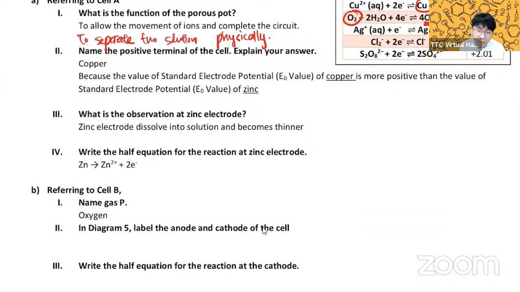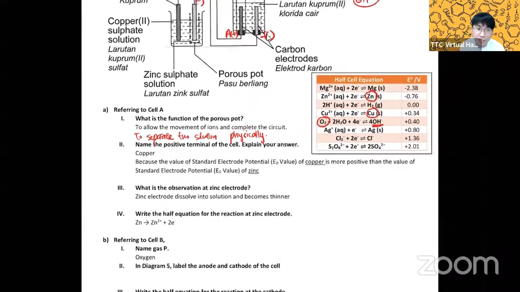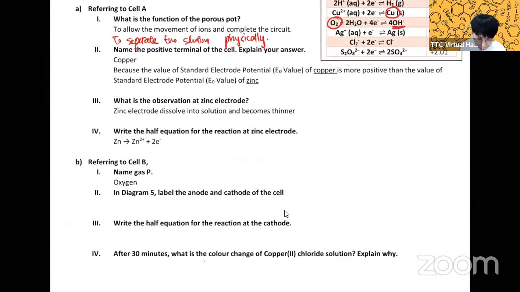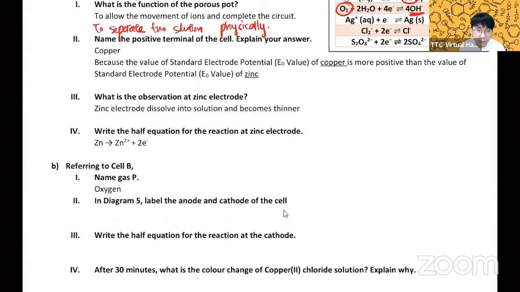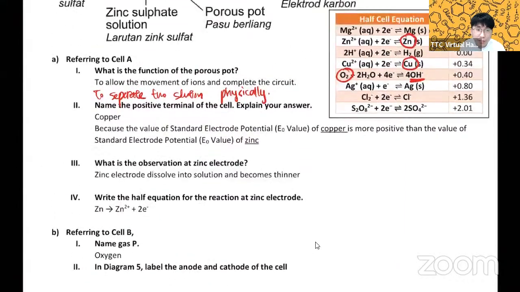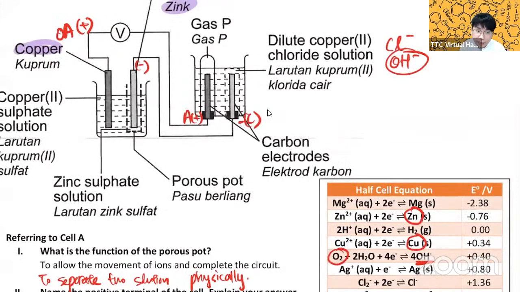Okay, then label anode and cathode. It's very simple, I labeled it for you already. No need to do it here, just label on top. Write the half equation at the cathode. The cathode is the negative terminal. So the cathode has two things, same thing, two ions: Cu2+ and H+. The two positive ions go to the cathode.